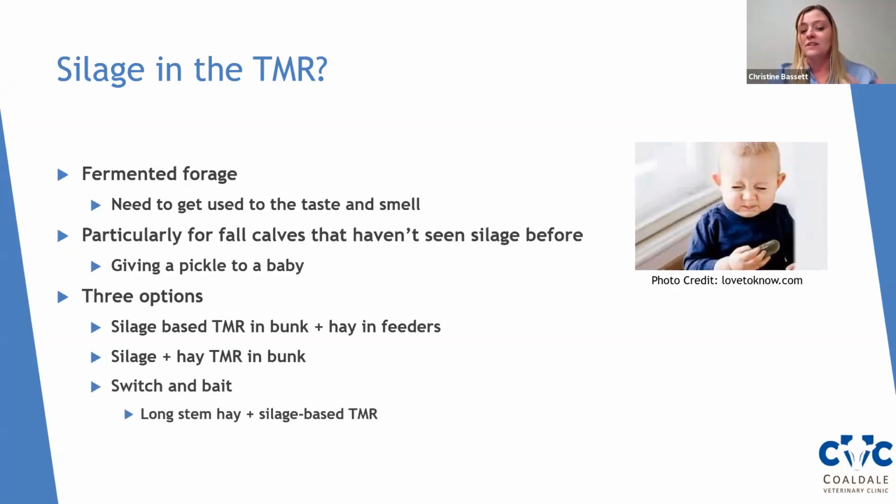And then the third option is what I like to call a switch and bait. So that's feeding long stem hay either at the bottom or top of the bunk, I don't care, and then a silage-based TMR on it as well. If you put the long stem hay down first and then the silage-based TMR on top, that silage is going to trickle through the hay, and those calves are going to remember, oh yeah, I know hay, I like hay. They'll go up to the bunk to start eating the hay, but then like switching out a pickle for their food, they'll eventually start to eat the pickle.